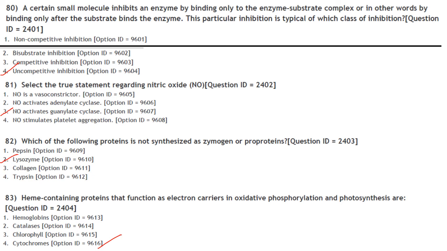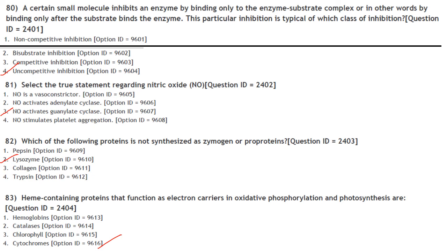Select the true statement regarding nitric oxide. So it activates guanylate cyclase. Answer is option 3. Then which of the following protein is not synthesized as zymogen or proprotein? So pepsin as pepsinogen, lysozyme. Lysozyme is neither synthesized as zymogen or a proprotein, collagen as procollagen, and trypsin as trypsinogen.